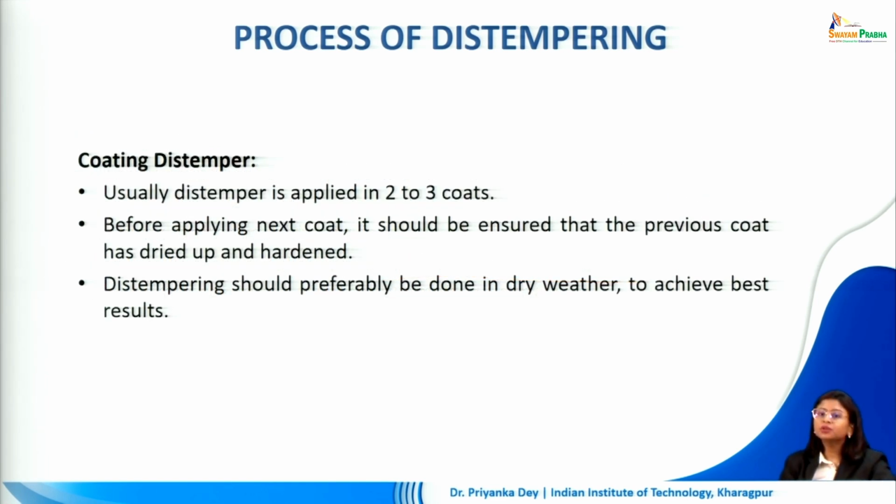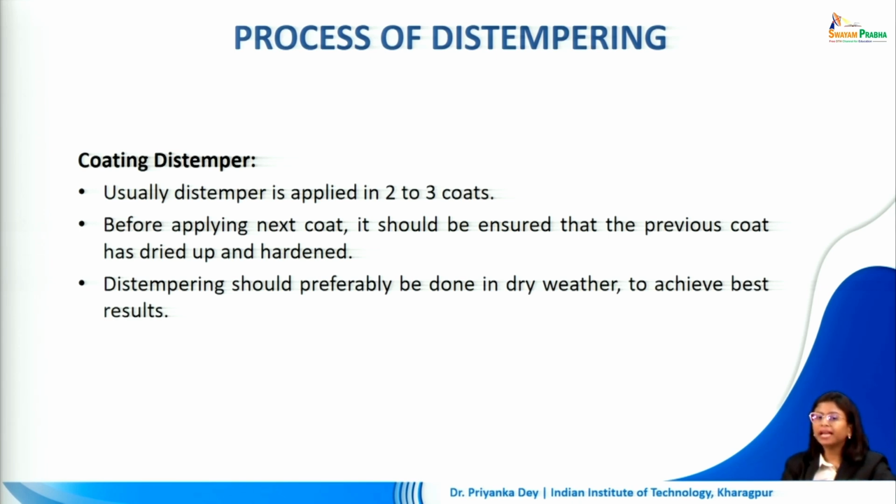Then comes the coating distemper. So the surface preparation was done, followed by the previous coat, which is the priming coat. Now we are dealing with the coating distemper. Now usually distemper is applied in 2 to 3 coats to ensure the right amount of opacity, to ensure that greening is not happening on our wall. We cannot see the background surface even after applying the final coat.